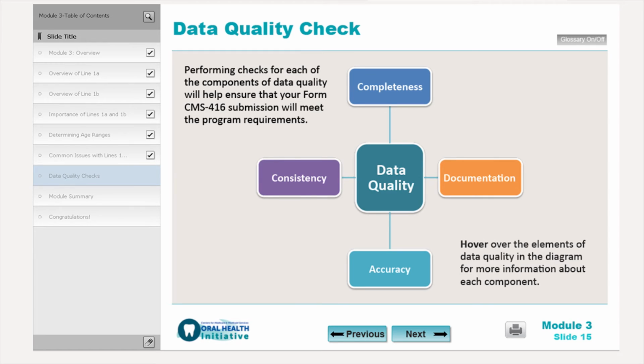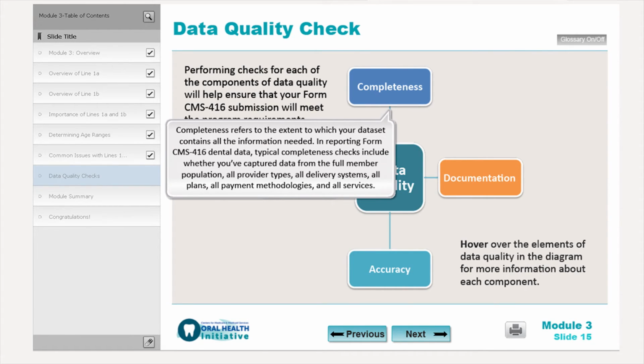So, how do we ensure data quality? There are 4 main components of data quality. These are completeness, consistency, accuracy, and documentation. Performing checks for each of the components of data quality will help ensure that your Form CMS-416 submission will meet the program requirements.